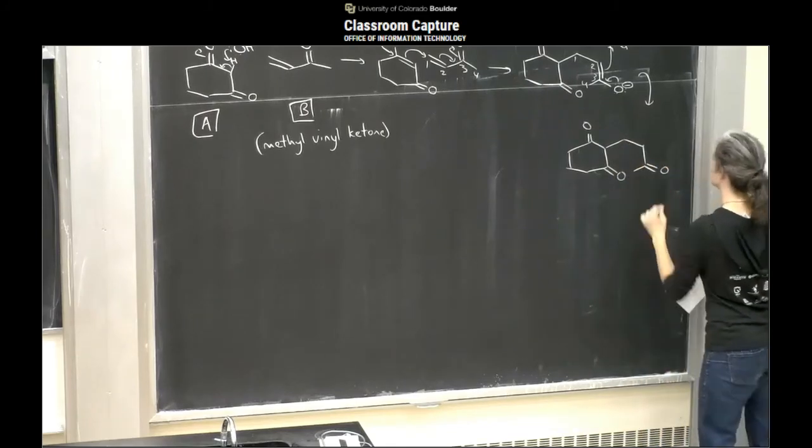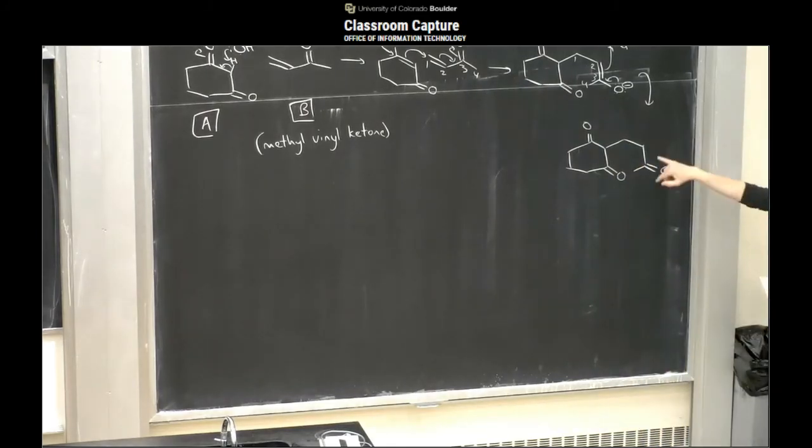So that's that part done. That's the Michael addition steps finished. So A has finished doing Michael addition onto B. Now B is going to do aldol condensation back onto A.